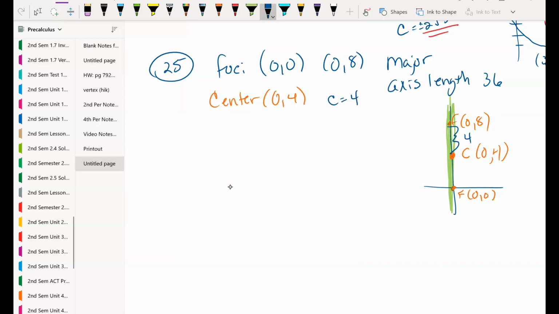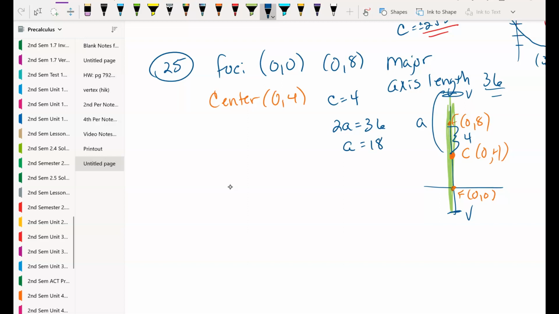Now we also know a. The major axis length is really the distance between the two vertices, which is really 2a, because to get to the vertex you have to go a distance of a from the center. So if I know the length of it, 2a is equal to the length of my major axis. That's 36. So a is going to be 18.